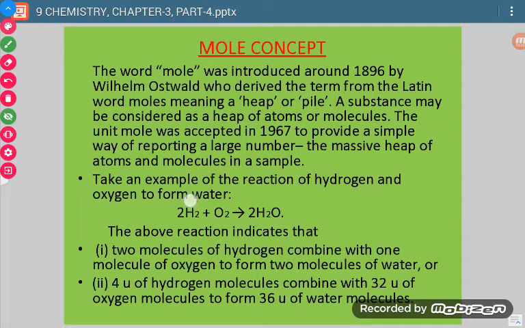Now see, what is the molecular mass of H2? It is 2 unified mass. Now there are two molecules of H2, so it means the total mass is 4. Okay, so 4 unified mass of hydrogen combines with 32 unified masses of oxygen, and there is formation of 36 unified masses of water. Okay, so this is another way to express this equation.